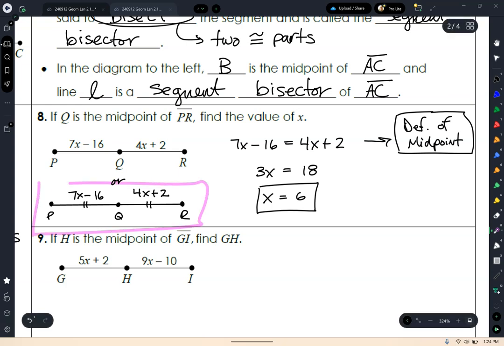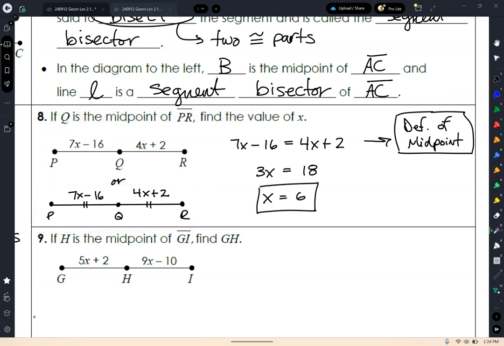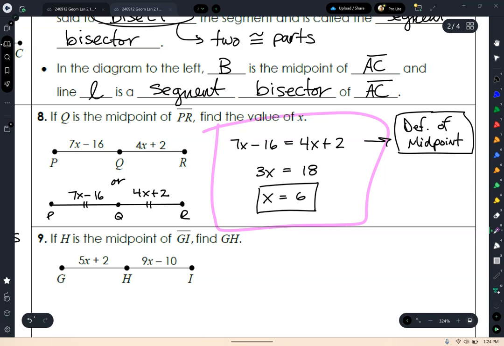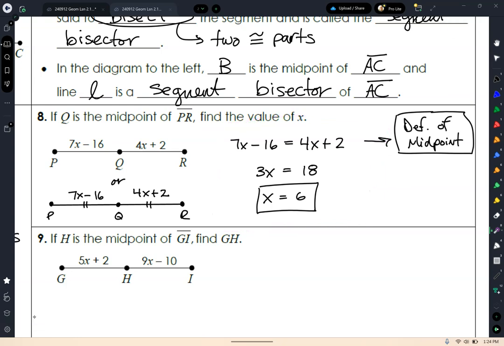If I gave you this diagram and none of this here and just said, find the value of X, that's enough information in that picture for you to do that. Because these congruence marks tell you that those measures are equal, which means that this expression is equal to this expression. And then you would set them up and solve a problem like this. Definition of a midpoint. Another tool to pull out of your tool belt. Good? All right.